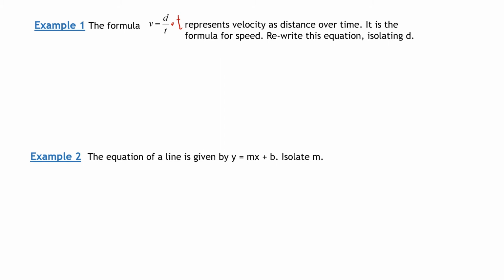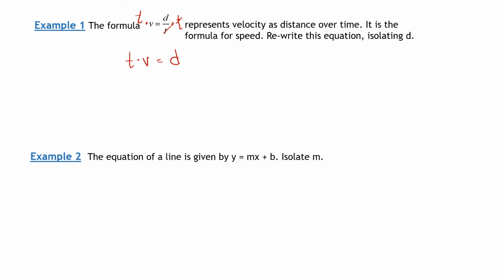Okay, what am I doing now? I've got D divided by T times T. So the reason I did this would be so that they would cancel out, but I also have to multiply by T on the other side. So I've got T times V equals D. So D is isolated. That's it.